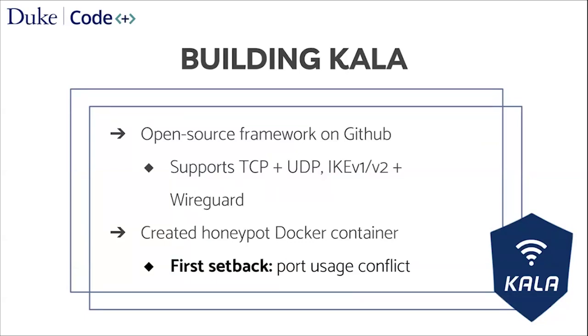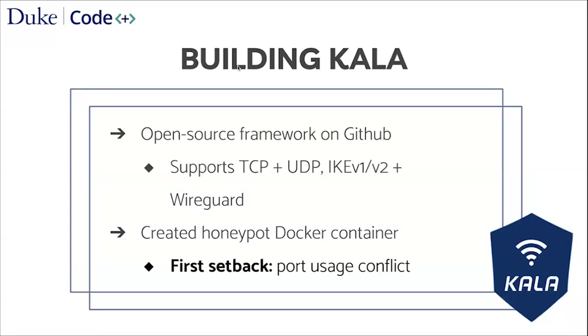So first things first, we have to code the honeypot. Because we only had 10 weeks, it wasn't feasible to create the honeypot completely from scratch. So we got our open source code framework from GitHub. Looking for a framework, we wanted to make sure that the framework supported connections and utilized multiple commonly used VPN protocols. And then once we had that framework, we were able to build upon it, making sure that it suited both ours and Stinger's needs.